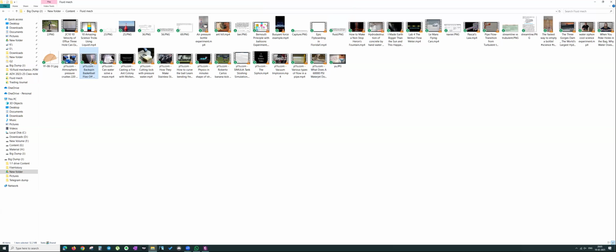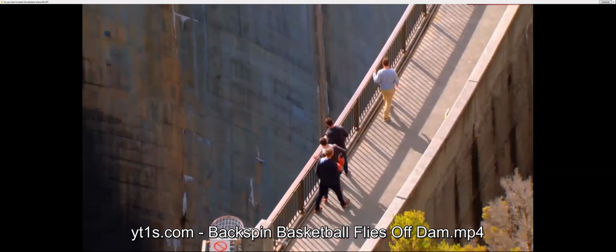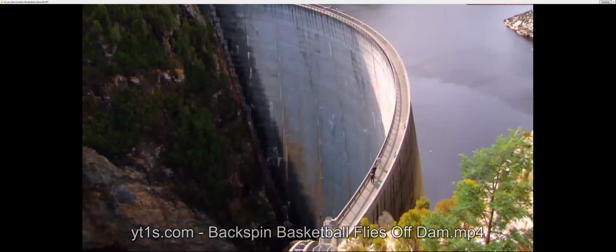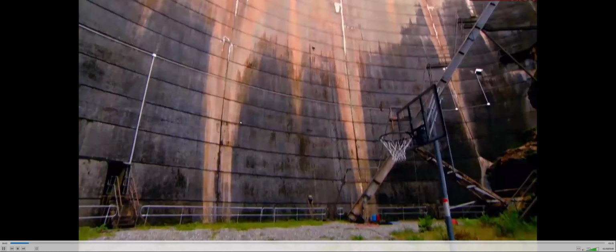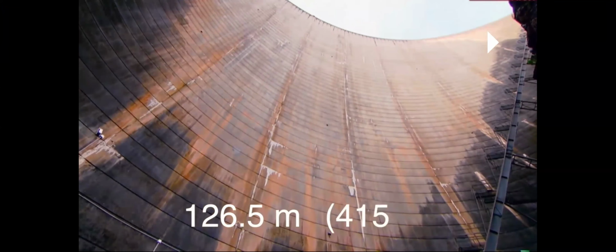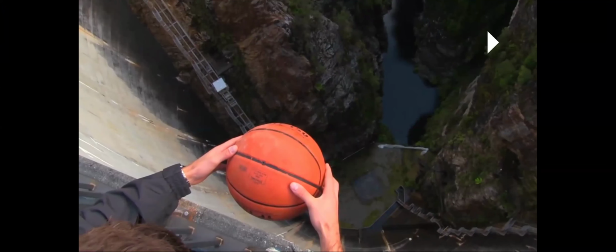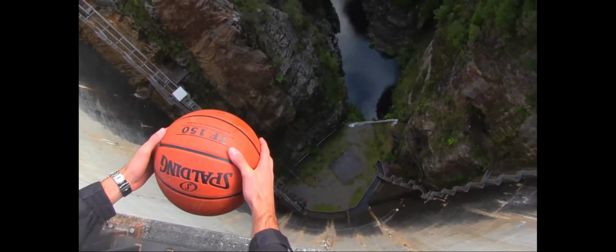Look at this. Recently, some friends of mine went to the Gordon Dam in Tasmania, which is 126.5 meters, or 415 feet high. That's our dam, 126 meters. Then they took a basketball and dropped it normally over the edge. You can see that the basketball gets pushed around a bit by the breeze, but it lands basically right below where it was dropped. Now watch what happens when they drop another basketball. Getting it, so it almost fell at the same place.